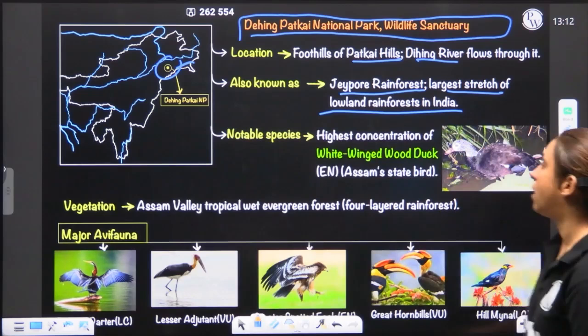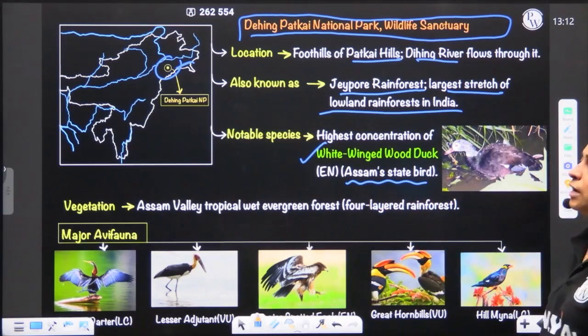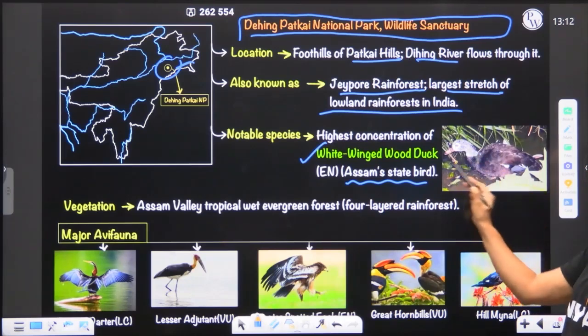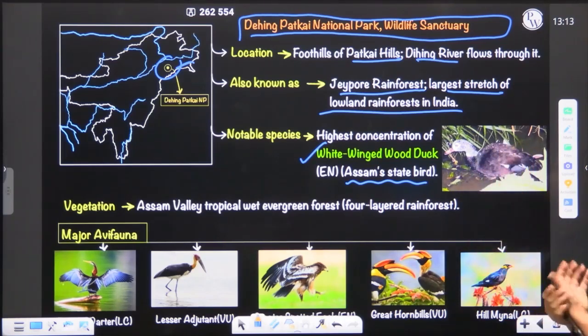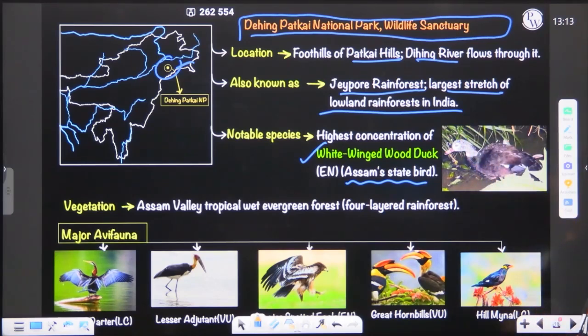The species that you have, you will have endangered species, the Assam state bird. This is, you can see, white winged wood duck. So there's a duck that has a white wing. You can also see there's a white head also. So white winged wood duck, the state bird of Assam. This is there in your Patkai Dihing National Park.